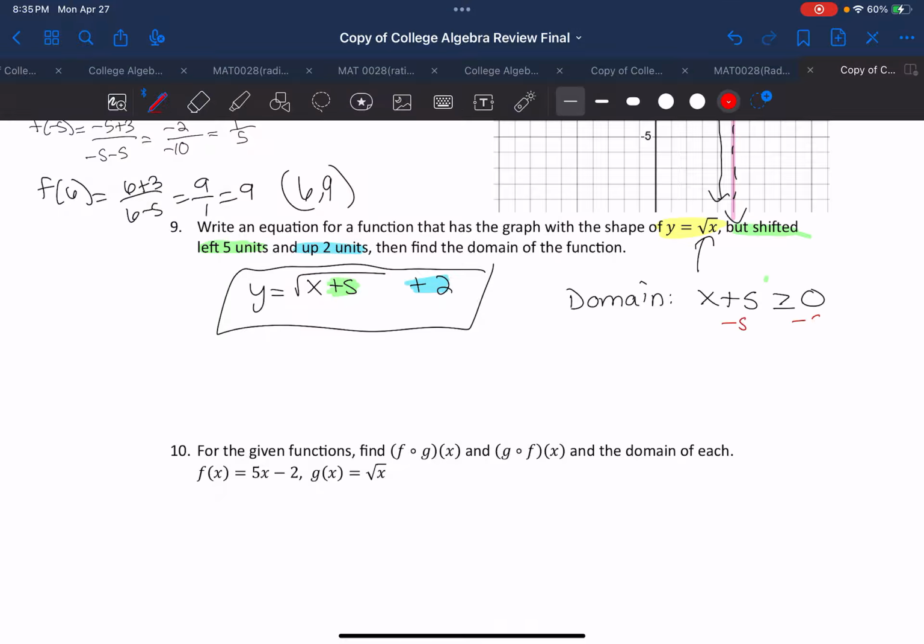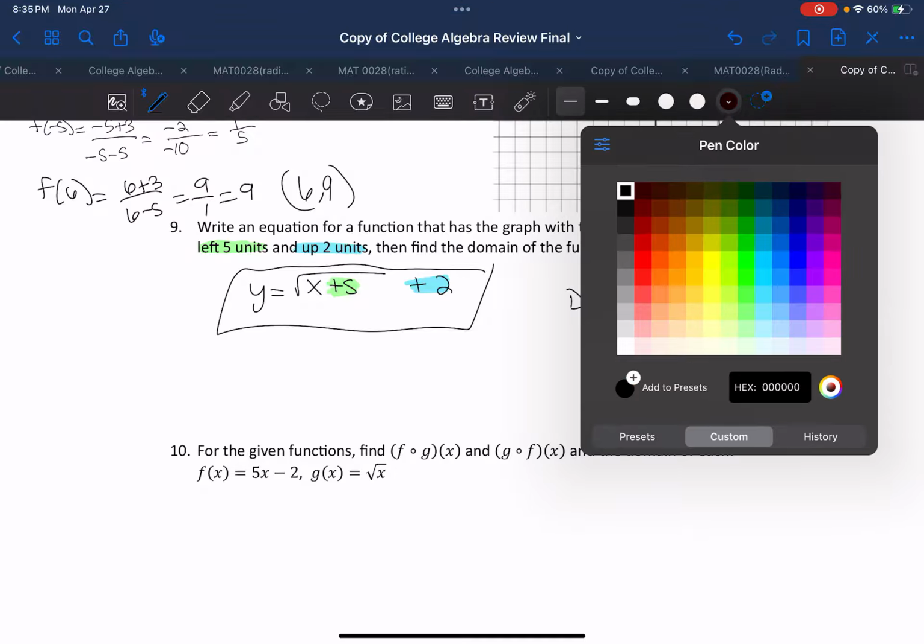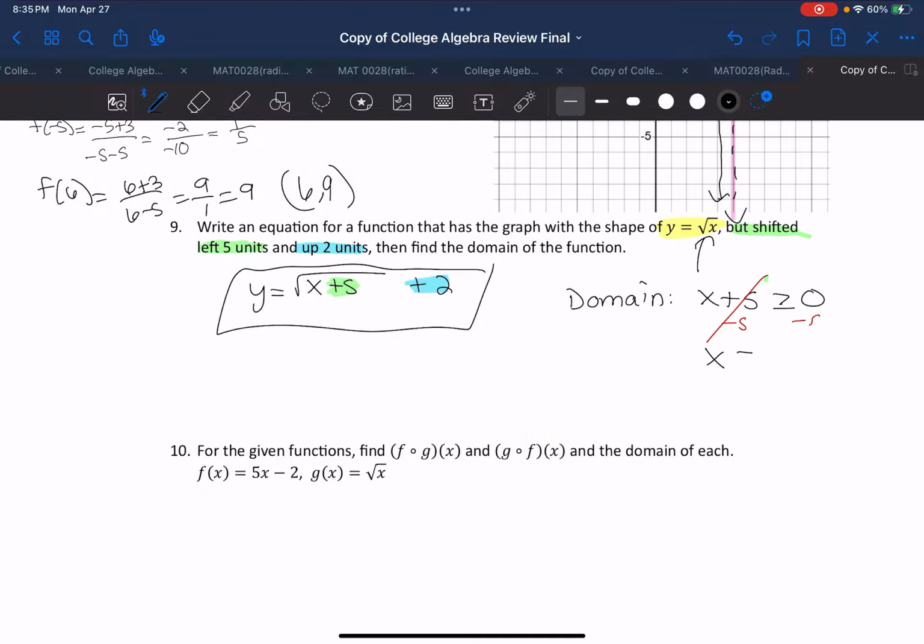So I subtract 5 over. So x has to be greater than or equal to negative 5. This is the domain. And in interval notation, that would be from negative 5 with the bracket, because it can include it, to positive infinity. So that's my domain in interval notation.